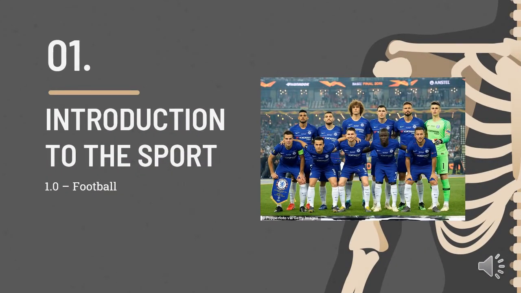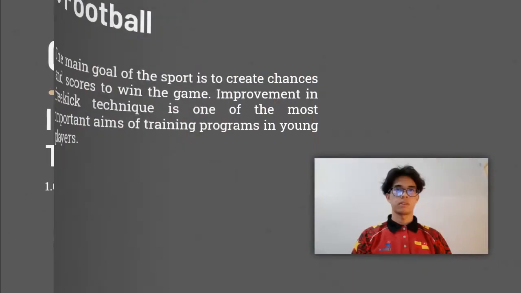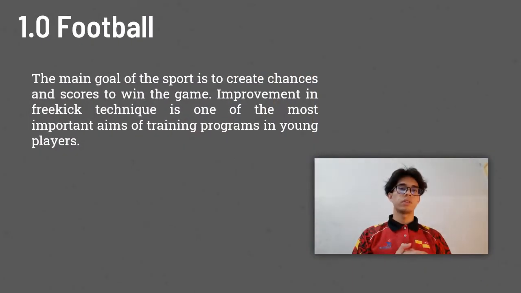Introduction to the sport. The main goal of football is to create chances and score to win the game. So the improvement in free kick technique is one of the most important aims of training programs in developing young players. So from a biomechanical analysis perspective, the various factors including the distance of the kick from the goal post, the type of kick used by the players, the air resistance and the technique of the main kick are considered important to execute the skill better.